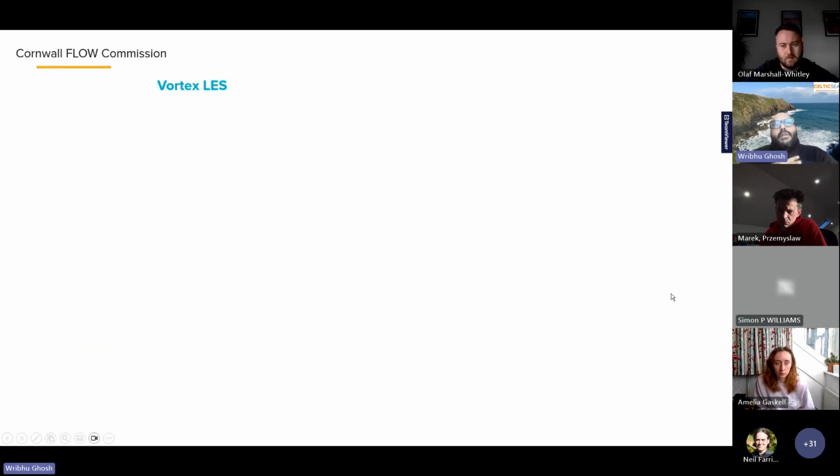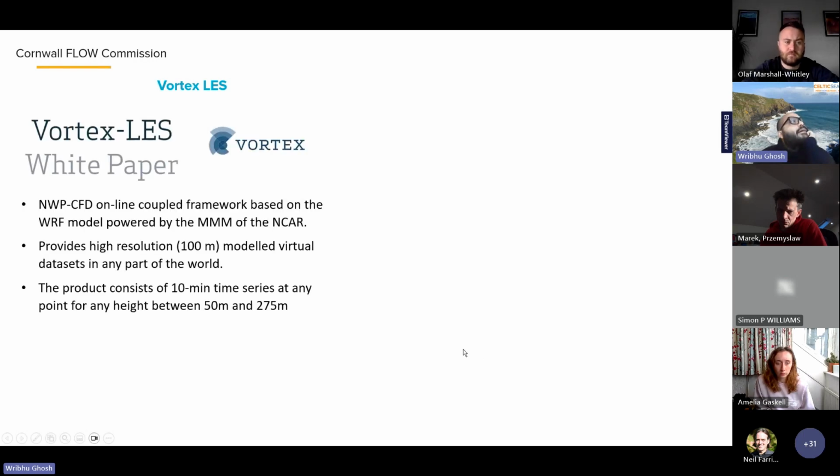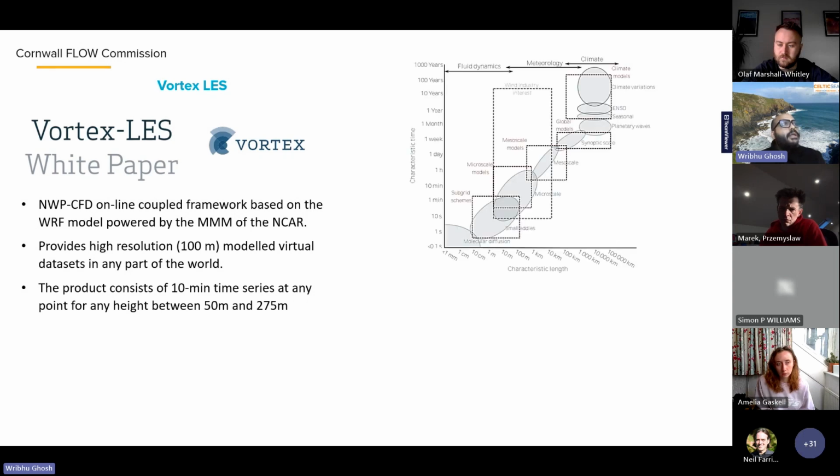And we wanted to compare that data set with the Vortex LES data, because Vortex LES data is a data set that we procured from Vortex. It's an online meso-micro coupled data set. It provides exactly the 10-minute resolution that we are getting, and it can compute for all the heights that we need, to have a much better comparison with the data.